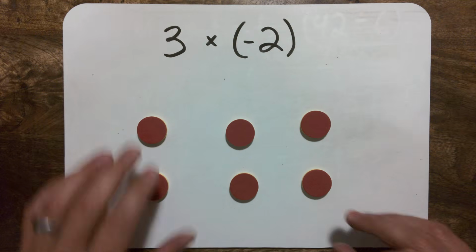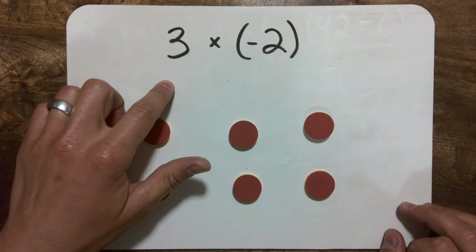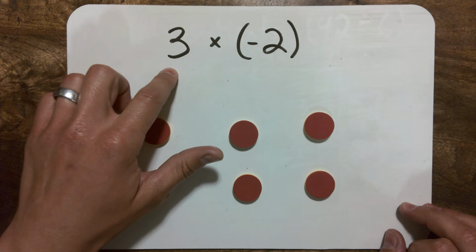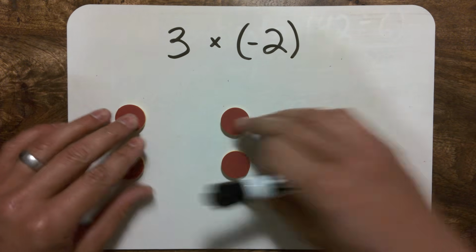Our first one is 3 times negative 2. Again, we're going to stick to this multiplication structure. 3 is the number of groups. Negative 2 is the size of each group.